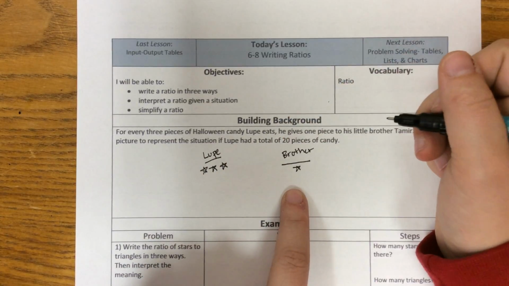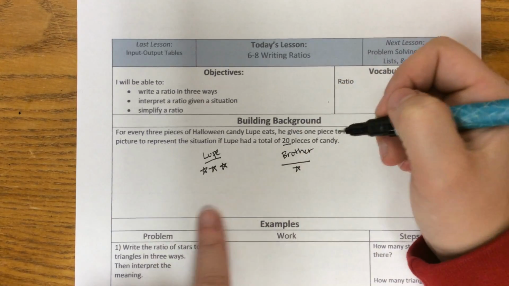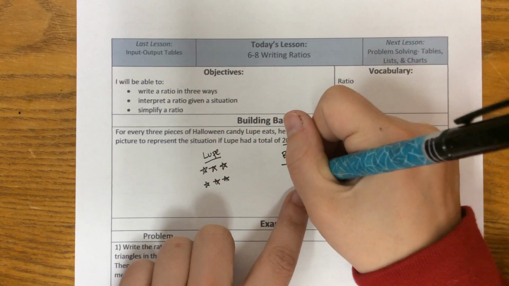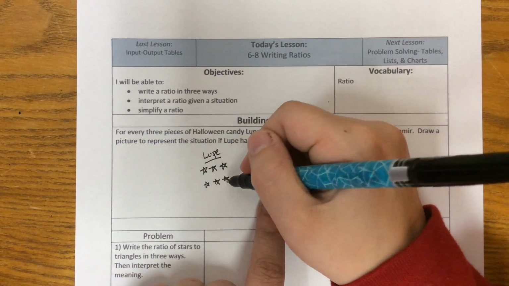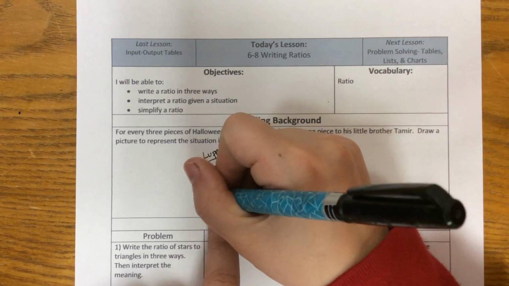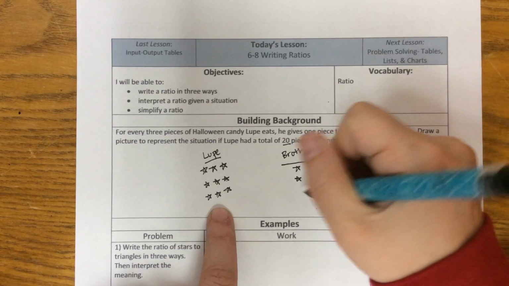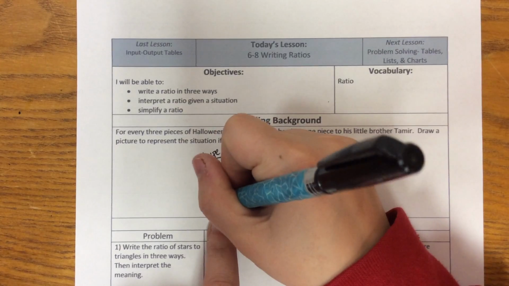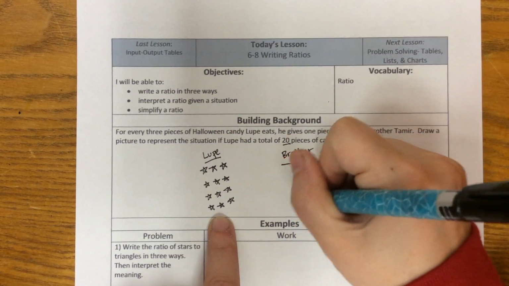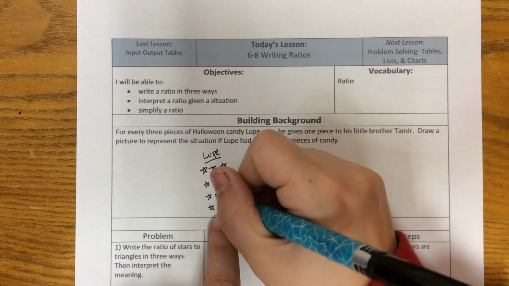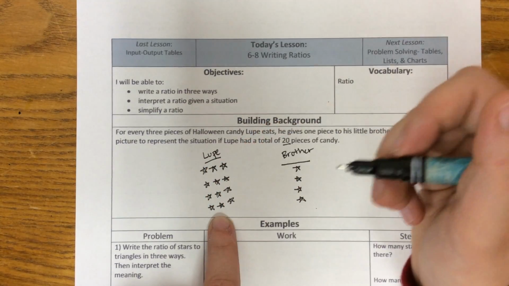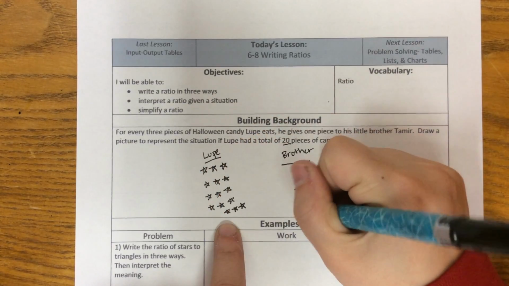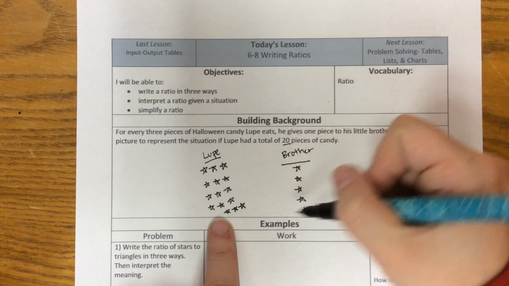So far that's 4. And I want to get to 20. So he eats 3, his brother gets 1. So now I have 8. He eats 3 more, gives his brother 1. So now that's 12. Brother eats 1, so that's 16. So not quite to 20. He eats 3, his brother eats 1, so I had 16, 17, 18, 19, 20.